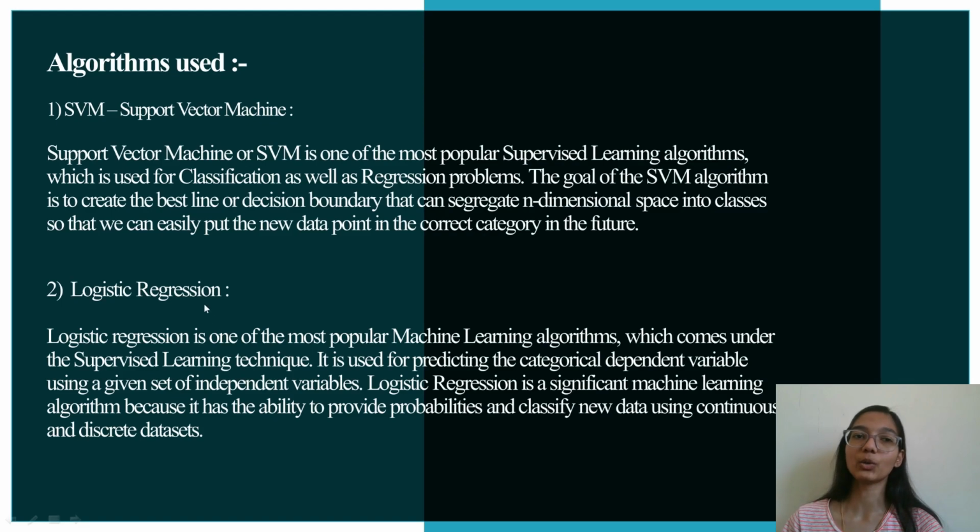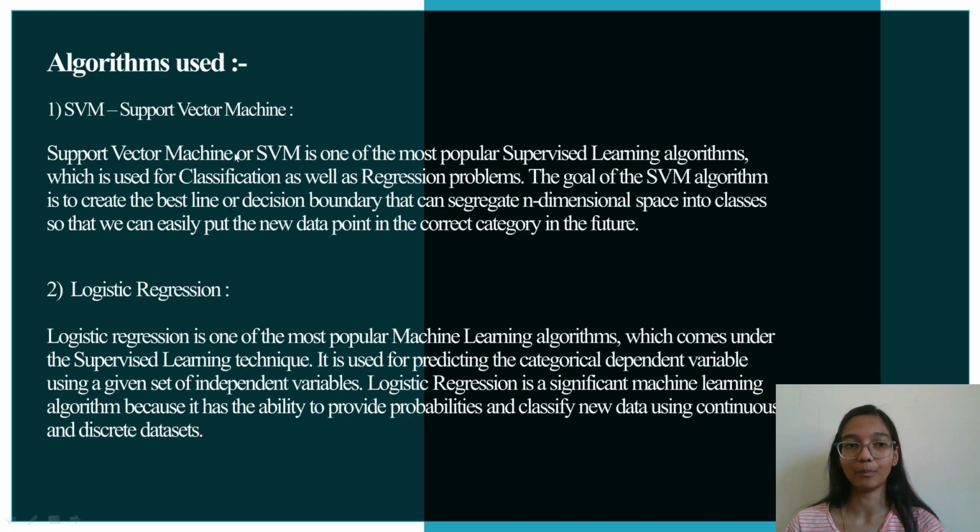Okay, now coming towards the algorithms. In the backend, I have used the Python language, but for training the model and deploying the application, we need algorithms in machine learning. There are various algorithms in machine learning. Out of them, I have used two machine learning algorithms. The first one is the SVM, that is support vector machine.